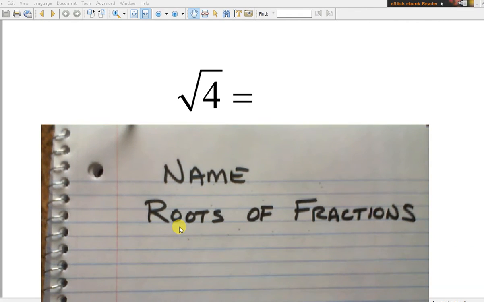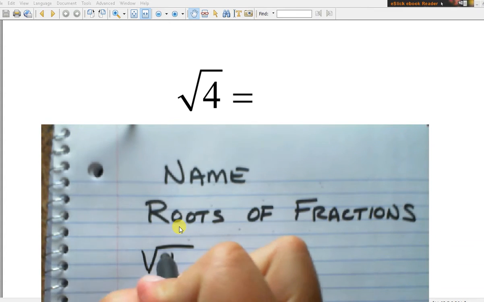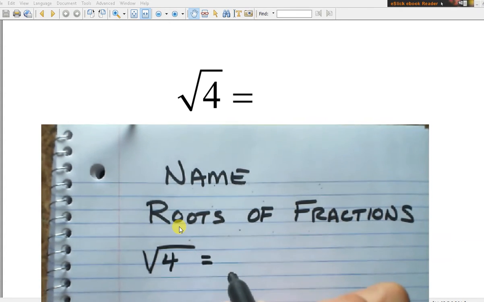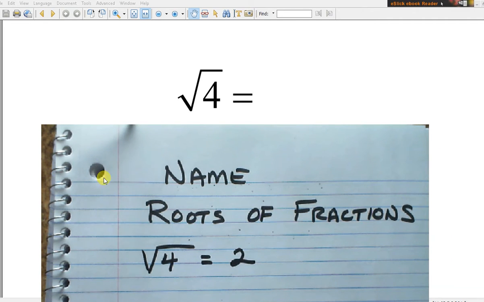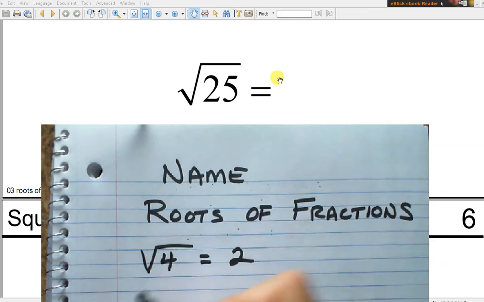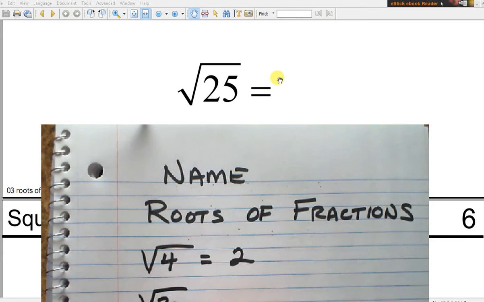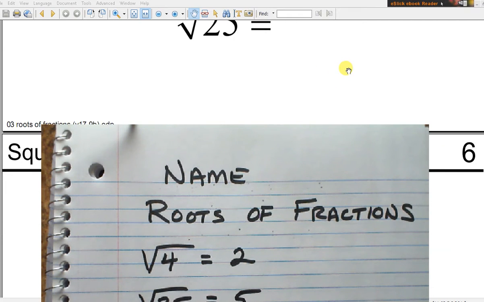And before we get crazy, let's just practice a general square root. What's the square root of 4? The square root of 4 is 2. And what's the square root of 25? Well, the square root of 25 is 5. Nothing crazy there. We've done square roots, and if these were cube roots, we could do those also.